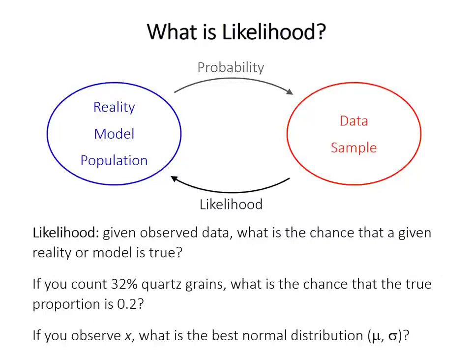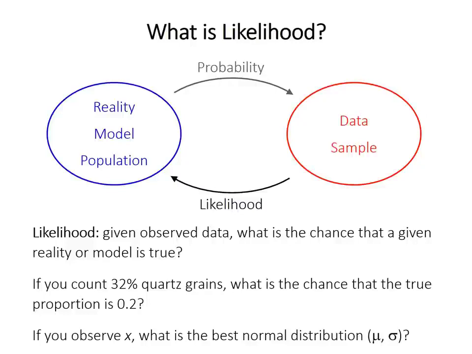Likelihood is just the reverse process. For likelihood, we want to ask, given some observed data, what is the chance that a given reality or a given model is true? Thinking about this in the reverse way, if we counted 32% quartz grains in a sample, what is the likelihood that the true proportion is 0.2? Or if we observe some data x, what are the best normal distribution parameters, mu for the mean and sigma for the standard deviation, to describe that distribution?